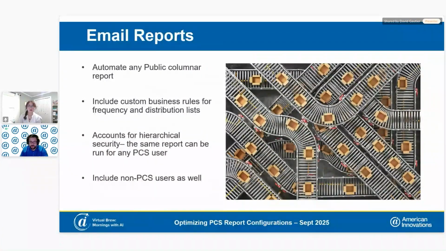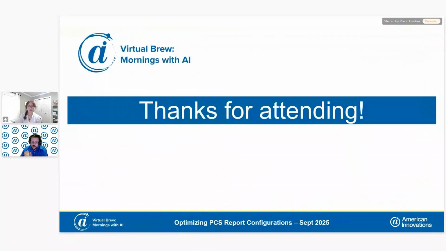You don't have to rebuild the report for each person. It already takes into account hierarchy. So you can say, just run this inspection report for everyone, and it only is going to give what people can actually see, what they've been configured to see in the hierarchy in that report by default. And then you can include people who don't have PCS as well, just as long as they have a valid email address.